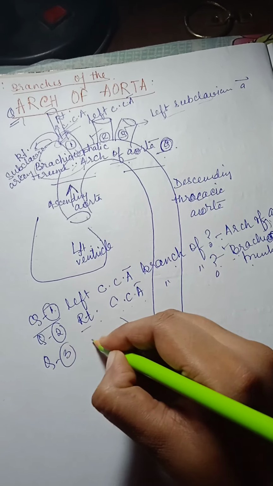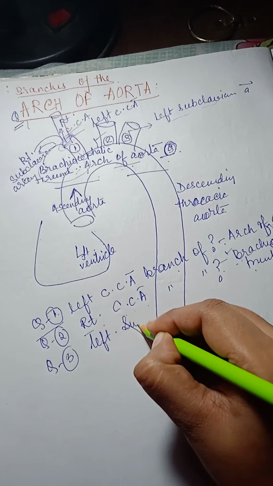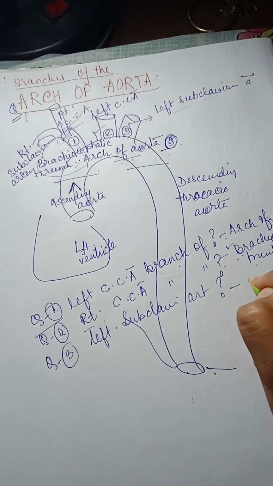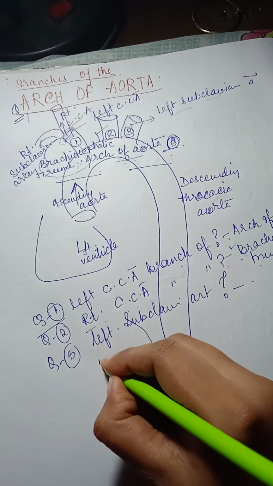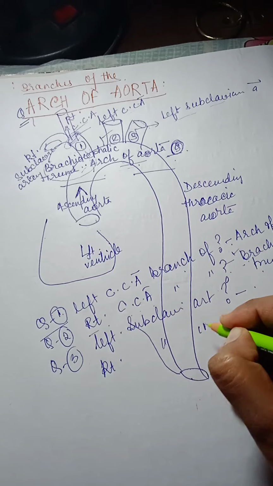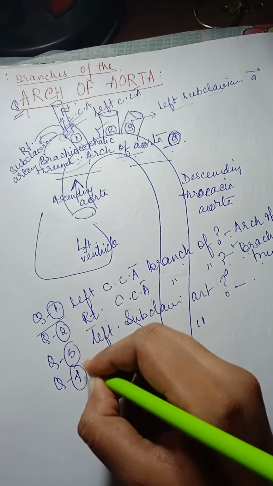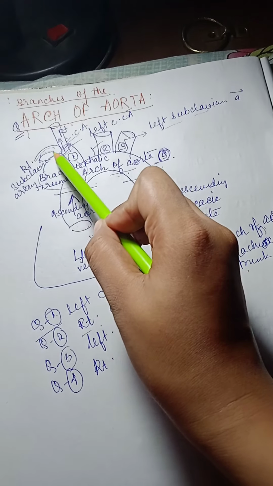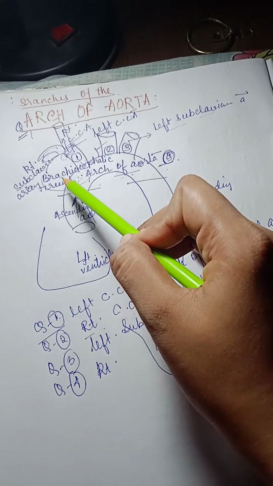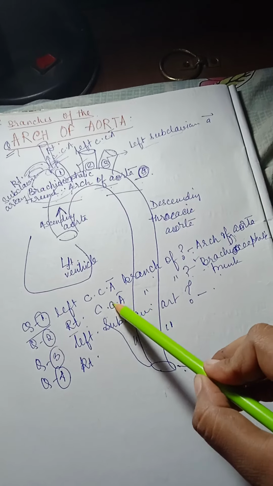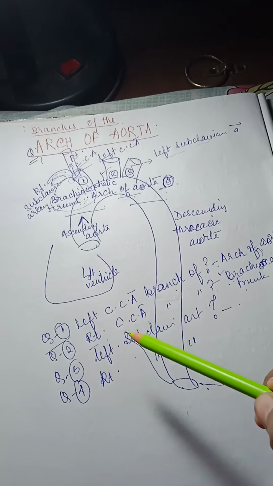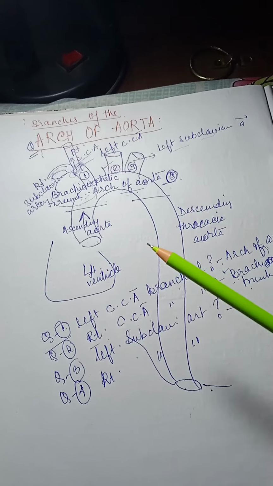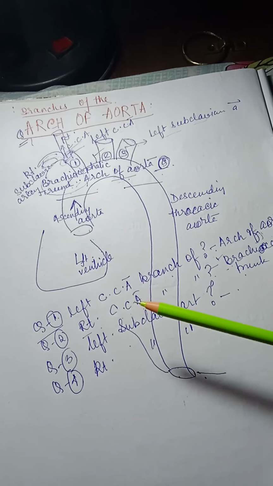The third question that will be asked is: left subclavian artery is a branch of dash artery. The answer will be arch of aorta. Now if the question is right subclavian artery is a branch of dash, my answer will change and it will become brachiocephalic trunk. The right subclavian artery is arising from the brachiocephalic trunk. So these are the 4 probable questions that can be molded and twisted in many ways and can be asked. There is a probability that these questions will be asked regarding the branches of the aorta.